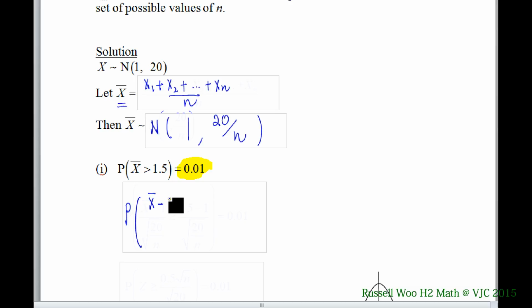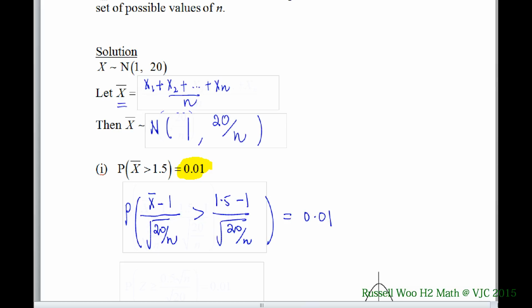So probability. I am a bit long-winded, so bear with me for this step only. X bar minus mu divided by standard deviation greater than 1.5 minus 1 over square root of 20 over n. I know some of us would prefer to write this immediately as z. I am fine with that, but for some of us who are not so familiar or a bit worried, I'm just doing the same operation on the left and the right. This is effectively just the standard normal. Follow? Okay. So if you want to write z here, I'm fine.